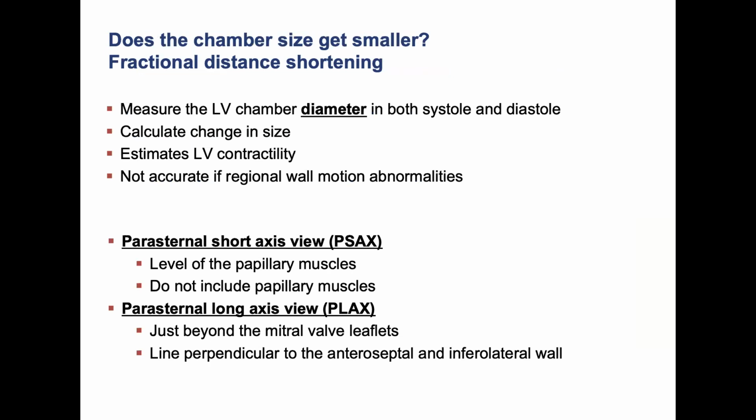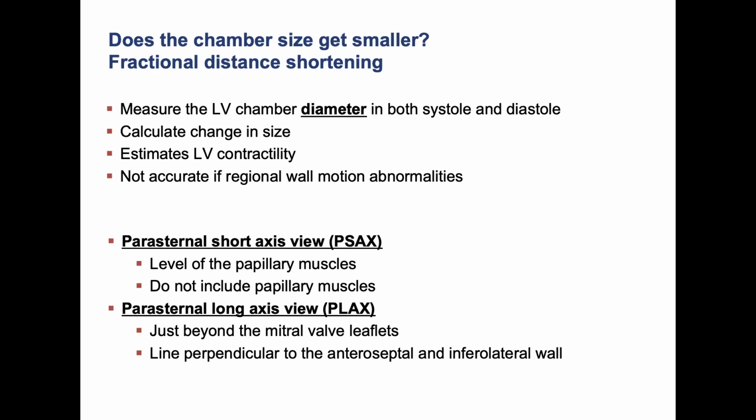So let's talk about the first question. Does the chamber size get smaller? In addition to visually looking at it, you can also calculate fractional distance shortening. To do this, we are going to measure the diameter of the left ventricle chamber in both systole and diastole. And we're essentially calculating that change in size. And this will estimate our left ventricular contractility.